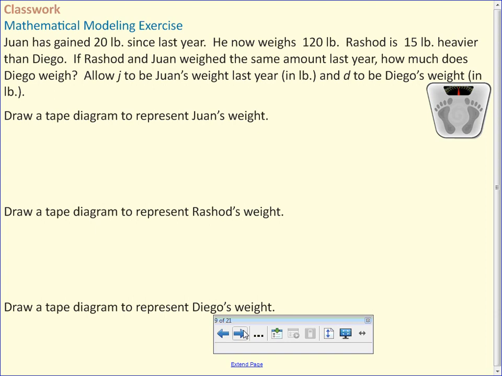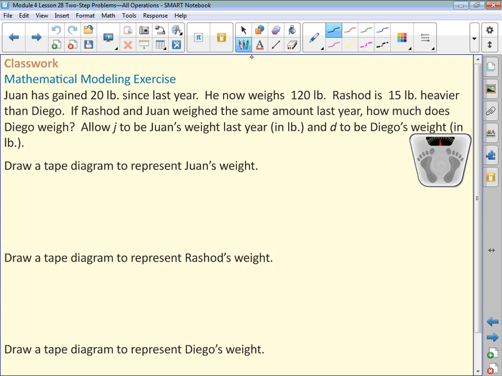There's a lot of information in there. So basically, what's the gist? What are we trying to find out? What's our goal? What do we want to know? How much Juan weighed last year? Yeah, so that's our goal. We want to find out how much does Diego weigh? That's what we want to know. So if you want to highlight or circle that, just to remind us what we're trying to figure out.